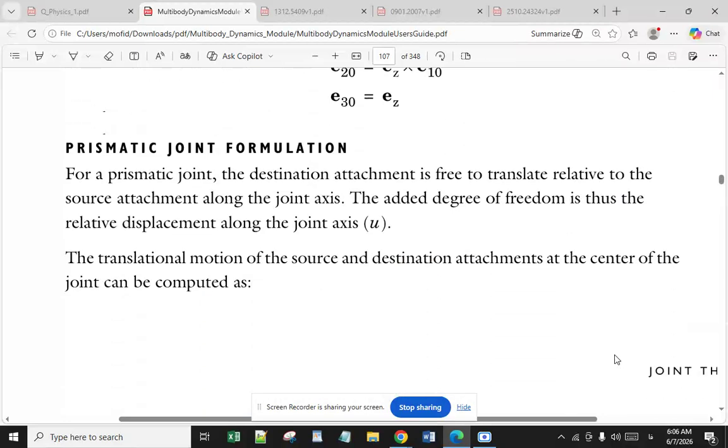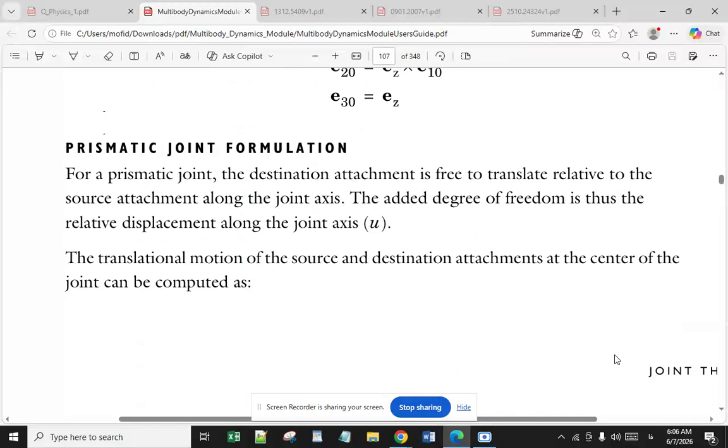The next type is the prismatic joint formulation. For a prismatic joint, the destination attachment is free to translate relative to the source attachment along the joint axis. The added degree of freedom is thus the relative displacement along the joint axis.